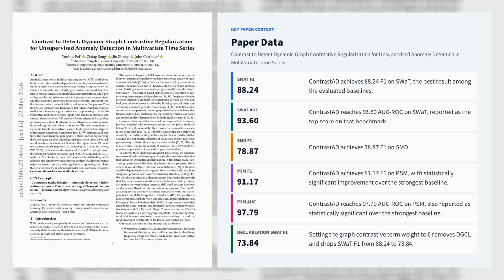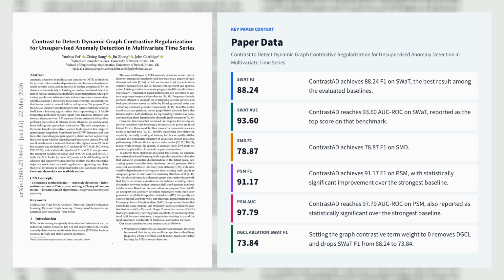The novelty is a dynamic graph contrastive regularizer that treats structural drift as a signal. The architecture combines a multi-perspective embedder that jointly encodes temporal, attribute-wise, and structural views, a frequency-aware attention mixer that applies FFT-based top-K spectral filtering before attention to suppress noise leakage, and a dynamic graph contrastive learner that builds sparse snapshot graphs from batch-level dynamic time-warping distances and contrasts the most divergent pair against a stable anchor.